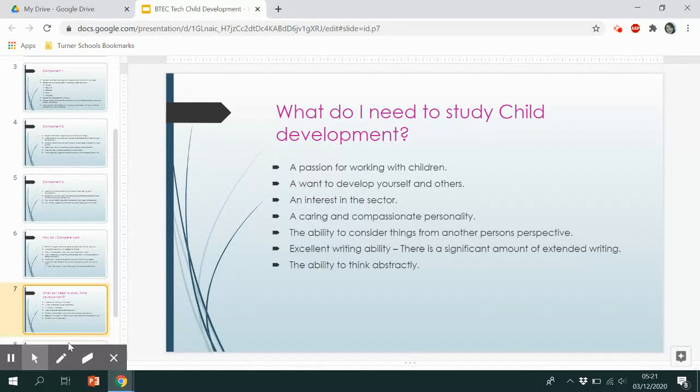What do I need to study child development? A passion for working with children, a want to develop yourself and others, an interest in the sector, a caring and compassionate personality, the ability to consider things from another person's perspective, excellent writing ability as there is a significant amount of extended writing, and the ability to think abstractly, so consider different solutions to problems.